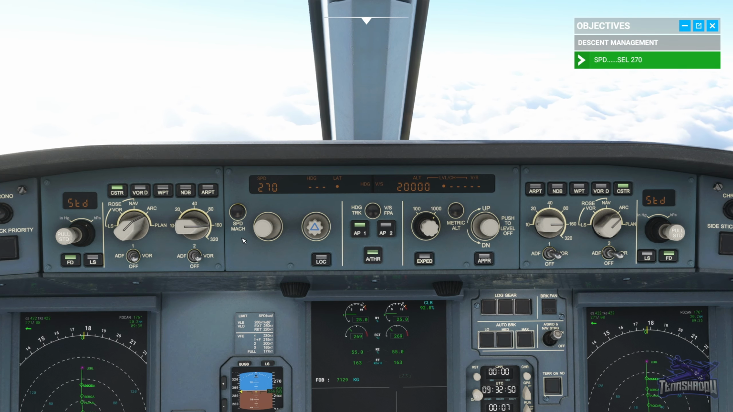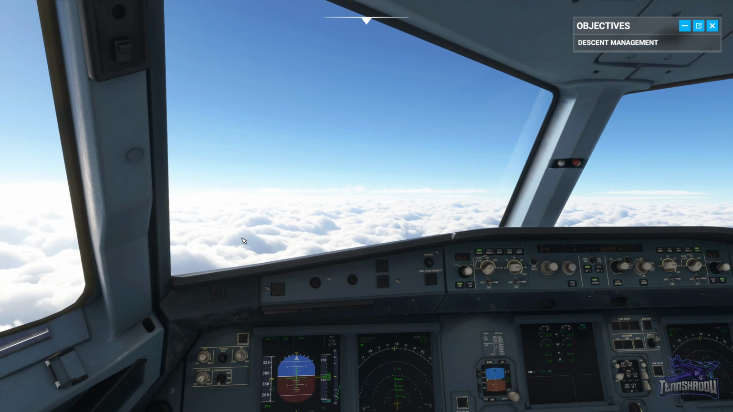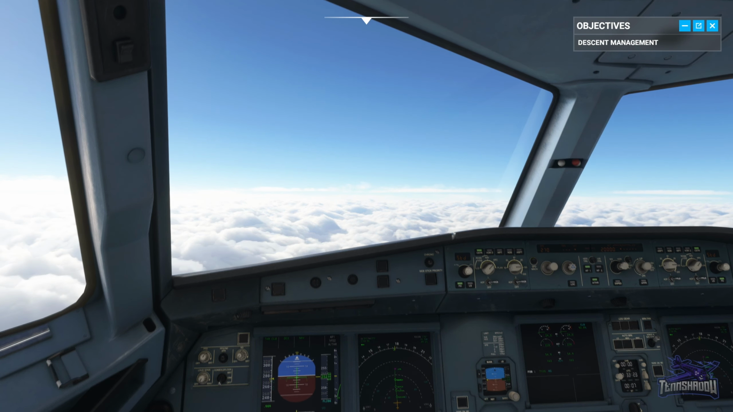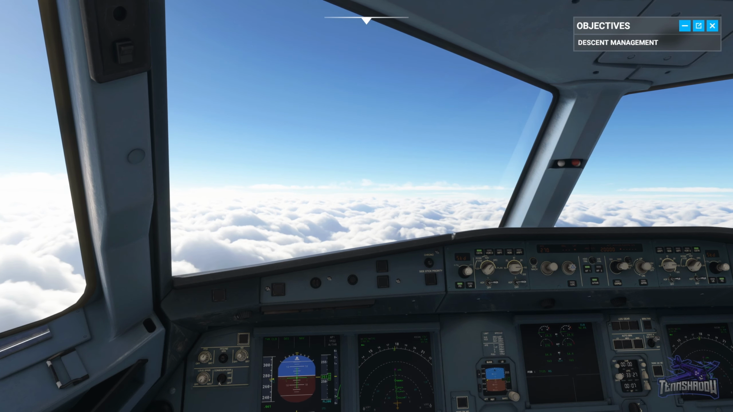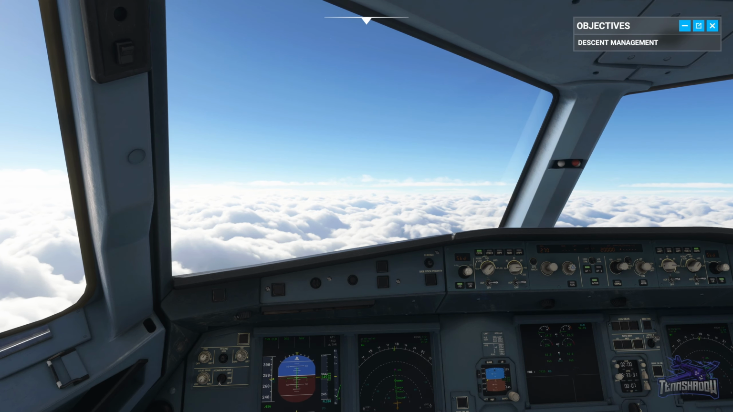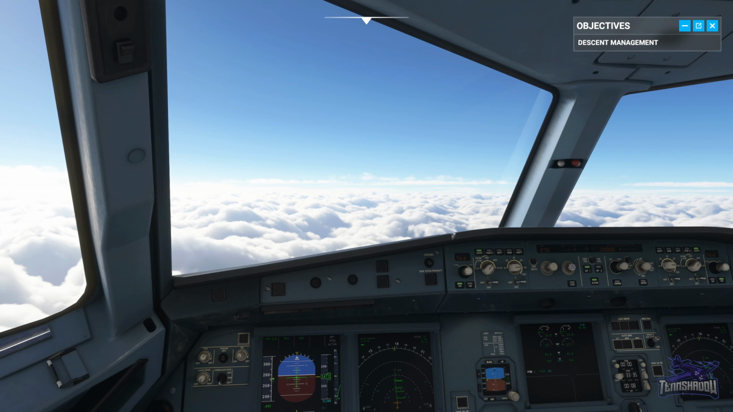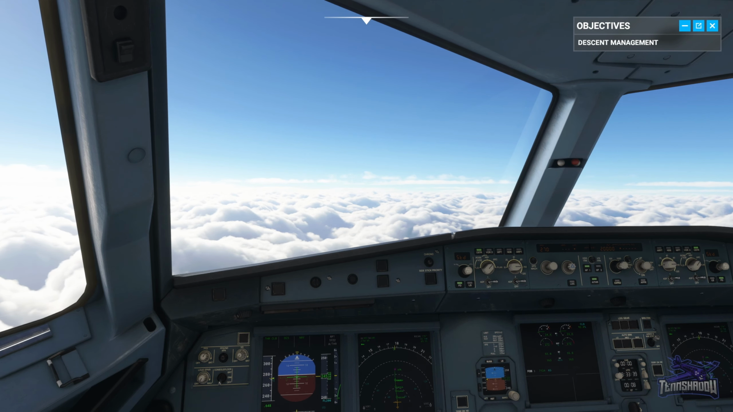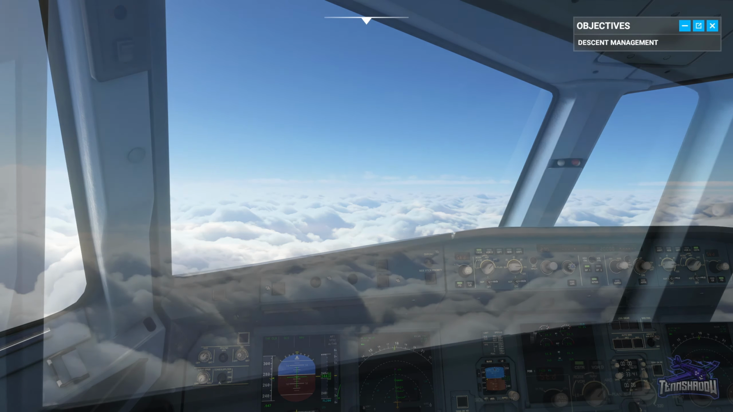The nose is raised to slow us to our lower speed target, and our vertical speed reduces a lot at first. Now that our target speed is reached, the nose will lower slightly to maintain this new speed, but our vertical speed will be a little less than before. If you want to reduce your descent rate but don't wish to decelerate, you can also consider using vertical speed mode.